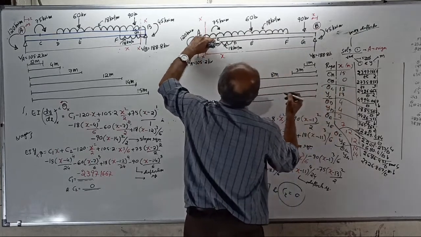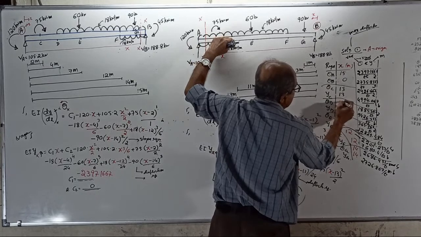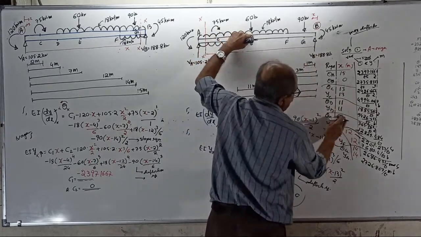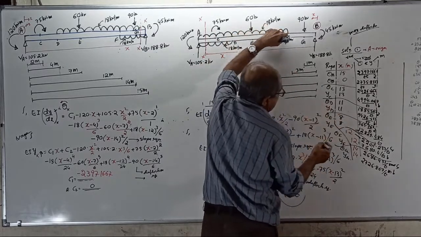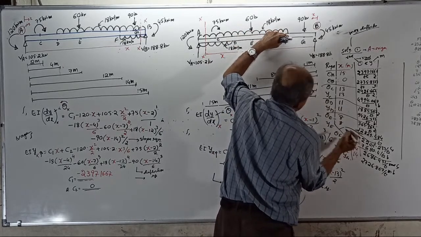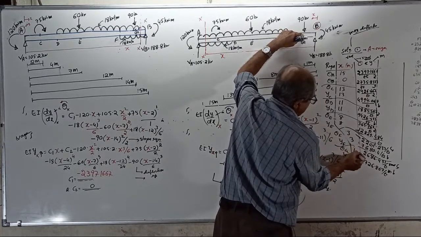To get slope and deflection at D, put x equal to 11 meter. To get slope and deflection at E, put x equal to 8 meter. To get slope and deflection at F, put x equal to 3 meter. To get slope and deflection at G, put x equal to 1 meter. Okay.